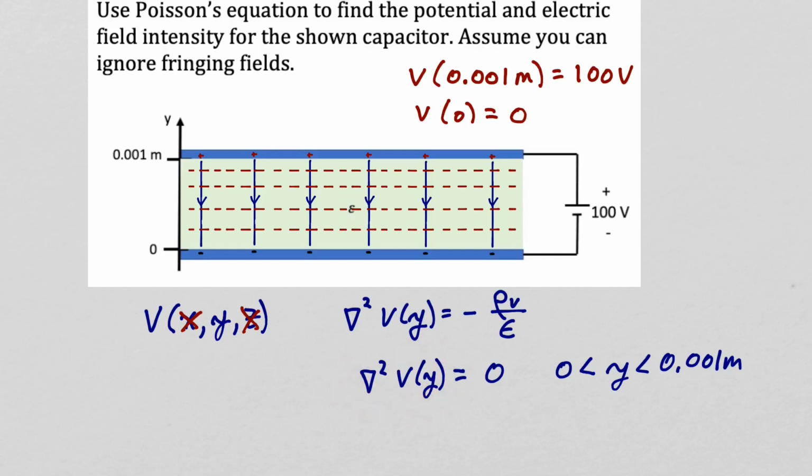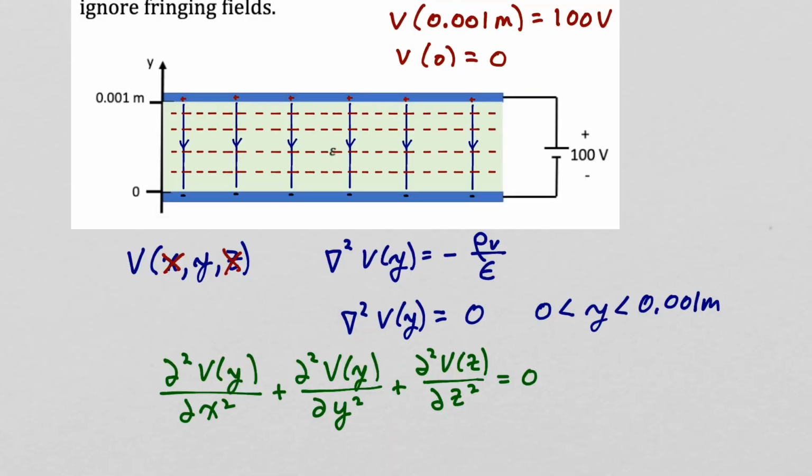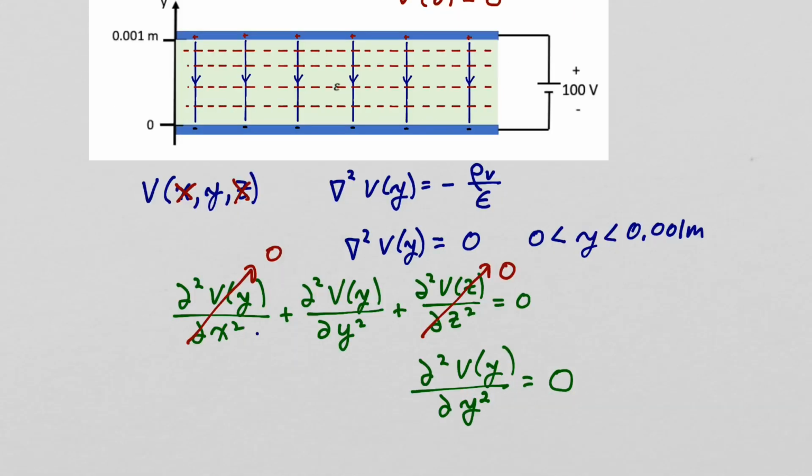So here I've inserted the form of the Laplacian of v in Cartesian coordinates, and since v only depends on y, the derivative with respect to x is 0, and the derivative with respect to z is 0. So here is our second order differential equation for our potential, and here are our two boundary conditions.